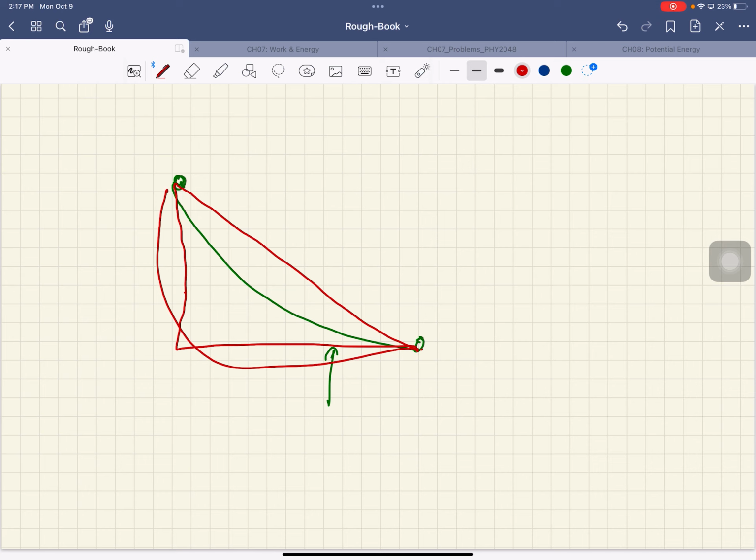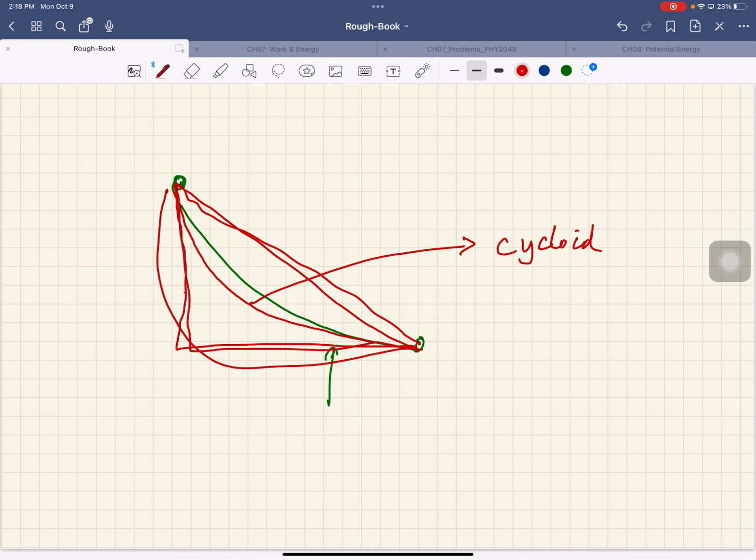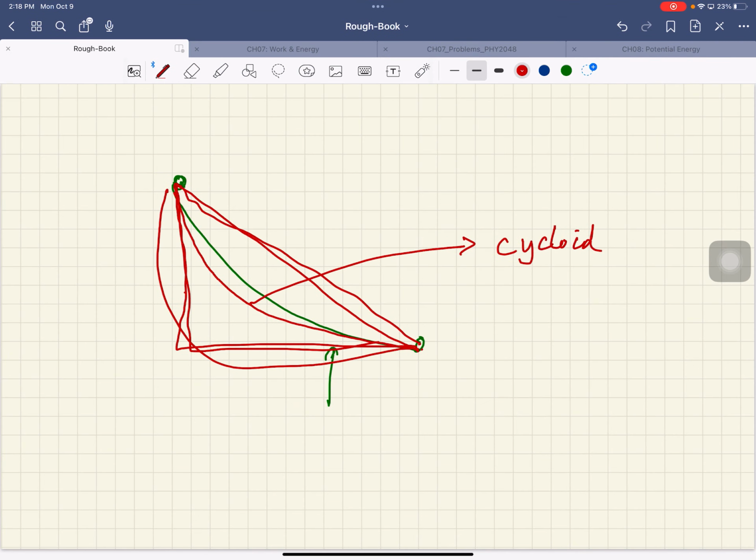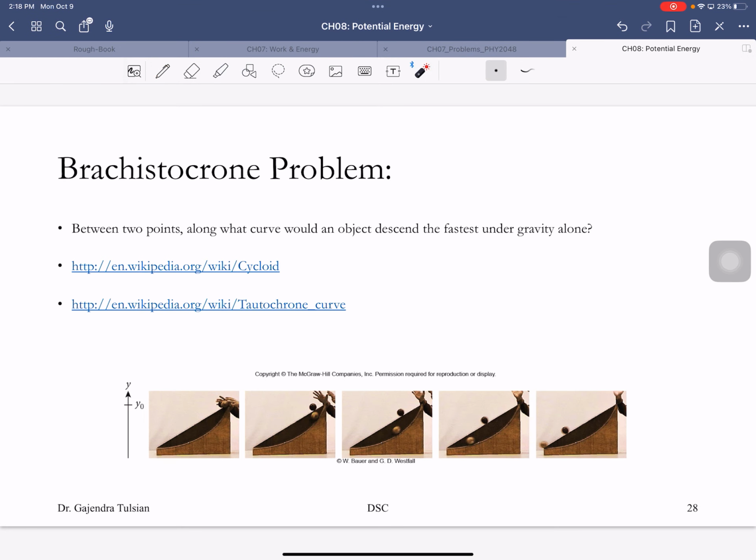It turns out that the fastest curve is something called the cycloid. And it's got very interesting properties. So it's not the straight line, that's what you would have thought, or this one, that's not what it is. The cycloid is the fastest curve between any points. And that was this problem. So let me show you. You can see this.